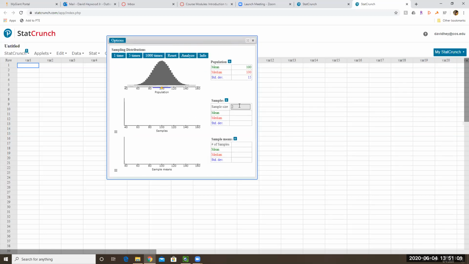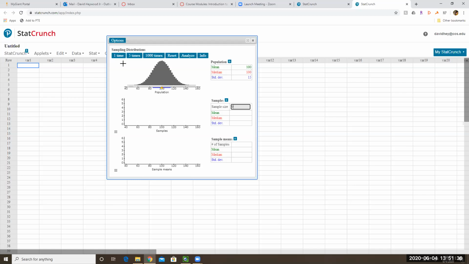And I want to simulate collecting a bunch of samples of size... In part A, I want the sample sizes to be 9. So if I come up here and click on one time, it's just going to randomly select a sample of size 9. And if you are following along and doing this yourself, you're likely to get a different sample than the one that I'm coming up with. But it's going to randomly choose individuals from this population, and it's going to compute their sample mean, and it's going to drop their sample mean right here.